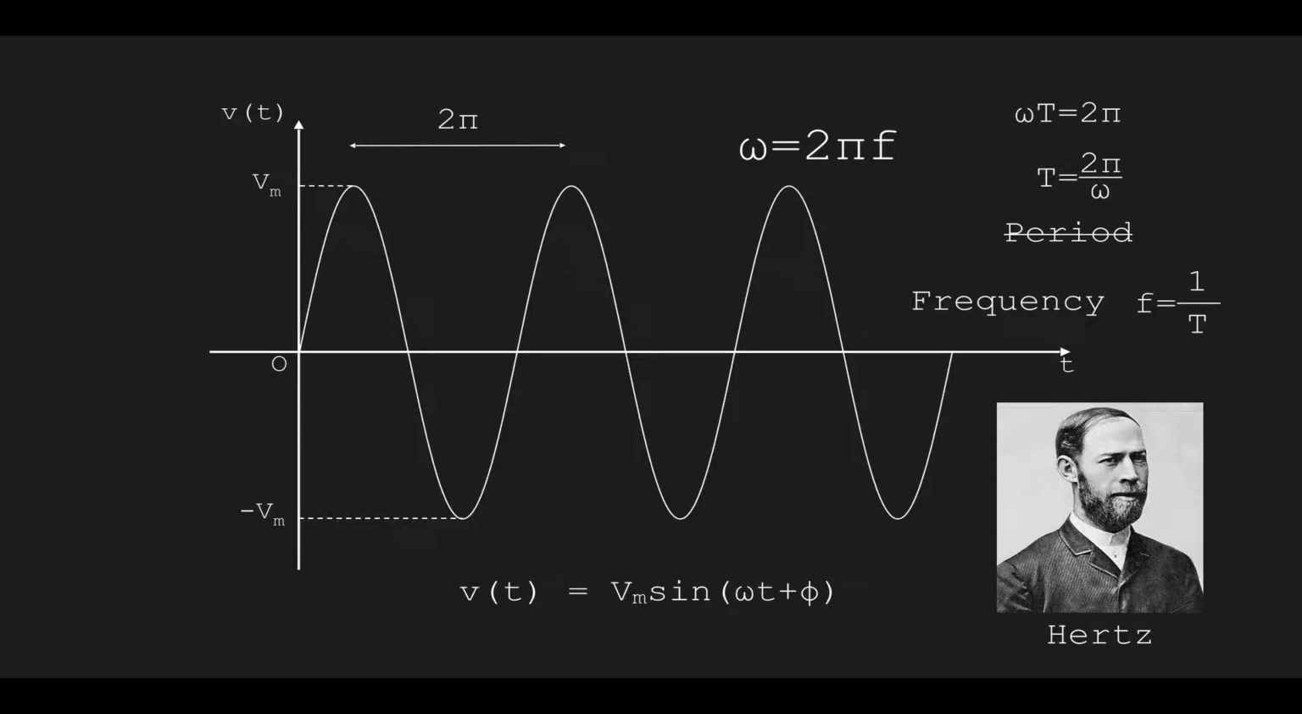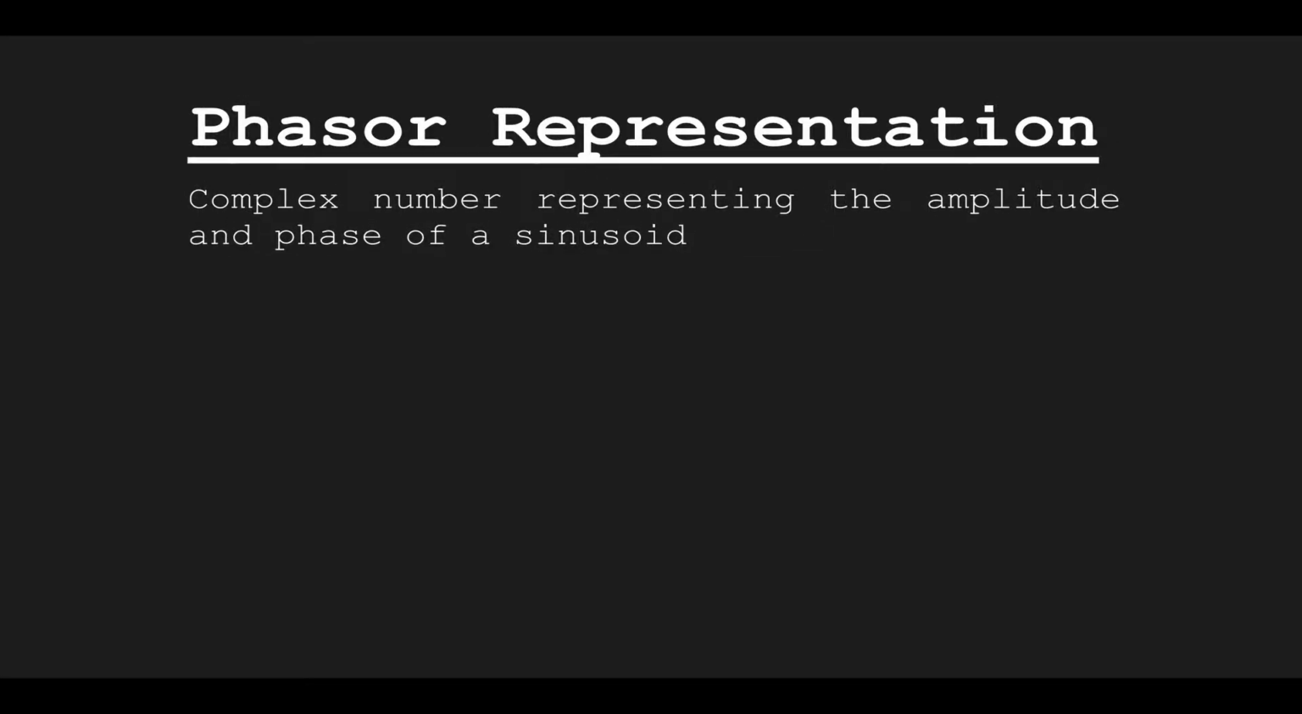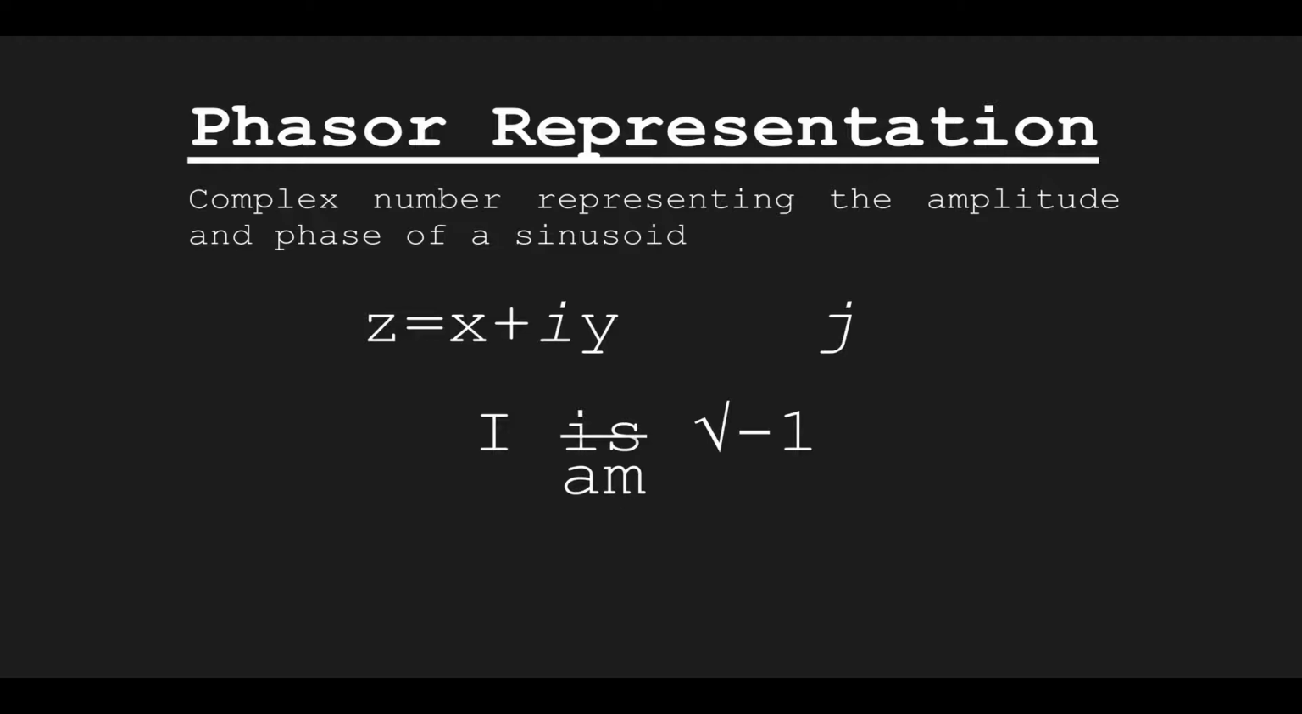Now let's make things more complicated. Mathematicians love to do that. We introduce the phasor representation of sinusoids. A phasor is a complex number representing the amplitude and phase of a sinusoid. Take a complex number z equals x plus iy. Here i is the square root of -1. Some engineers use j instead of i because people may confuse it with capital I, which is current. But they don't know that if we capitalize the i in this sentence, it clearly has a grammatical error. Thus we mathematicians will stick to our beloved symbol, i.